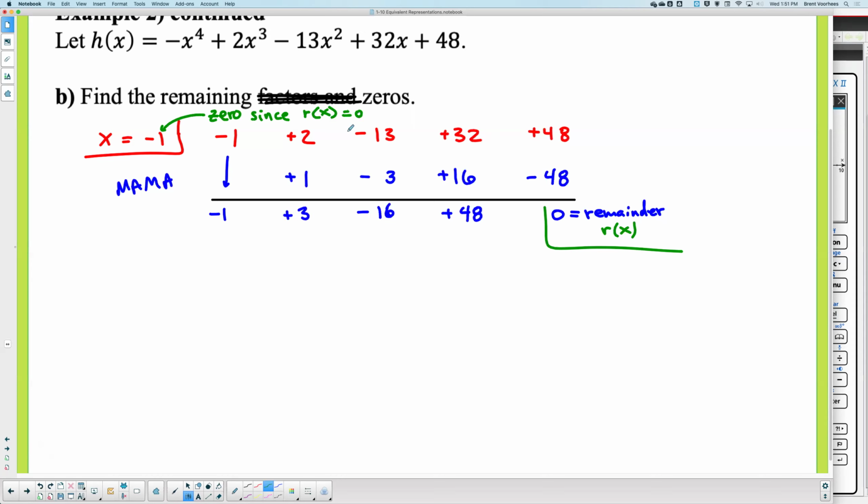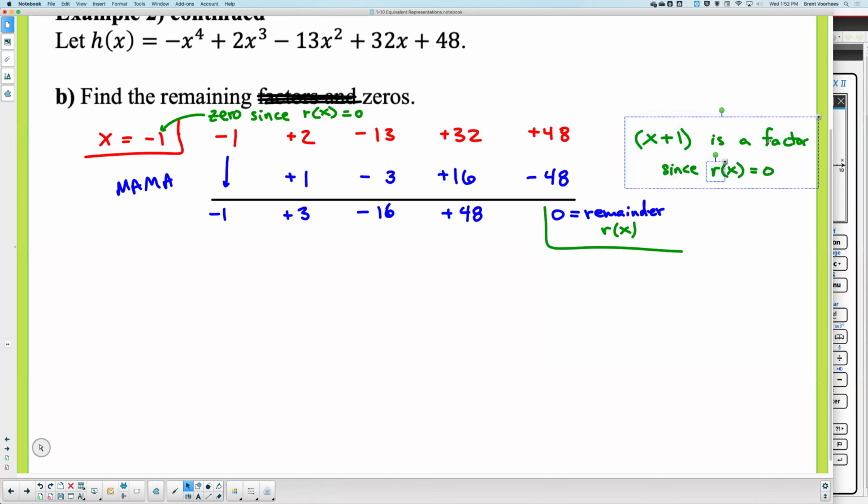And not only that, if this is a 0, then you know what we can state. I'm going to write it over here because I have more room. That X plus 1 is a factor, since R of X equals 0. That's why. Because my remainder was 0, that is a 0 and a factor. X equals -1 is a 0. X plus 1 is a factor. Does that make sense to everybody?